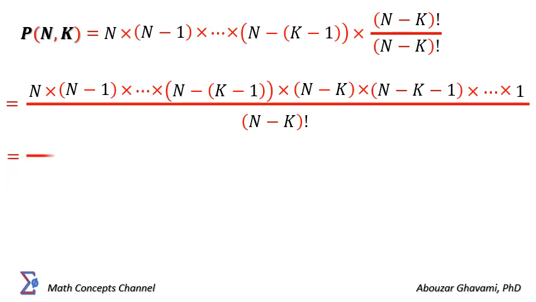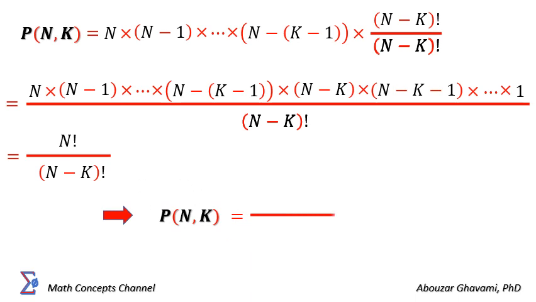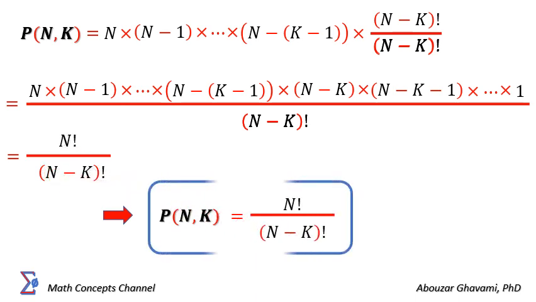The numerator is multiplication of all integer numbers from n to 1, so it is equal to n factorial. The denominator is n-k factorial. Therefore, we obtain k permutation of n without repetition as n factorial divided by n-k factorial.